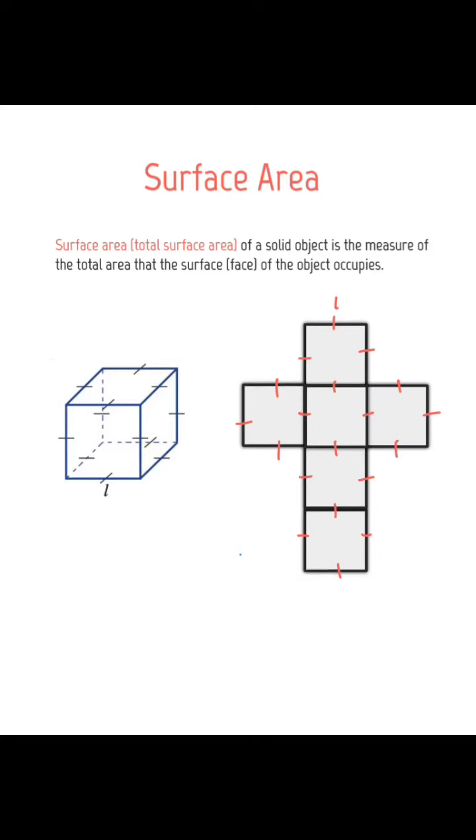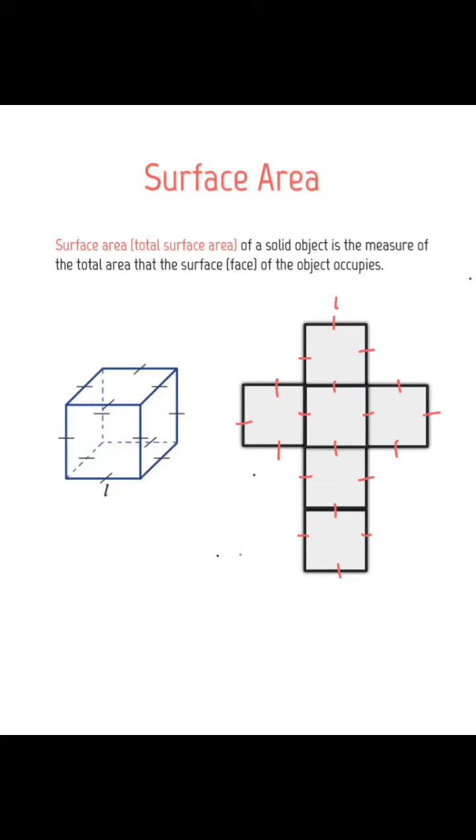Hi everyone, in this video we are having a look at surface area. The surface area, or the total surface area of a solid object, is the measure of the total area that the surface or the face of the object occupies. So we're looking at the outside area of a solid object.